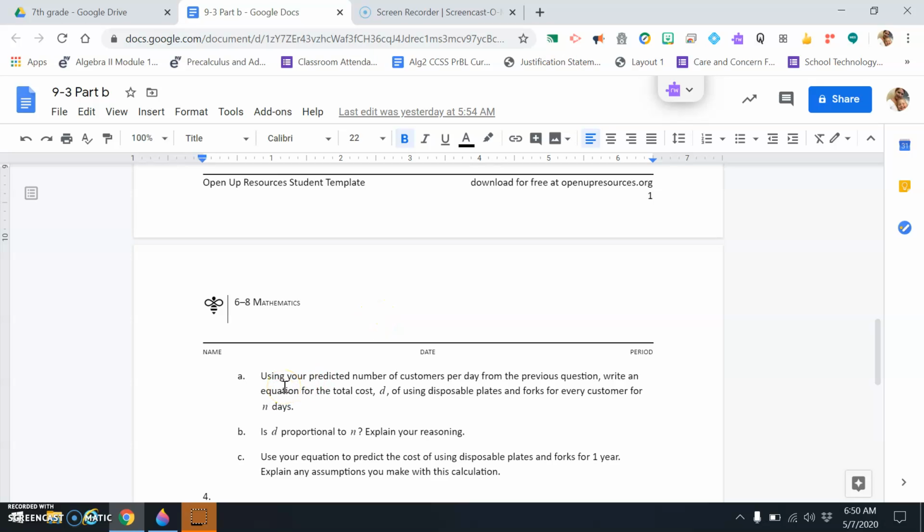Then we're going to answer this question here, B. Is D proportional to N? What do we know about proportional relationships? Well, we know that they have to be a straight line, and we know they have to go through 0, 0. So is this a proportional relationship?